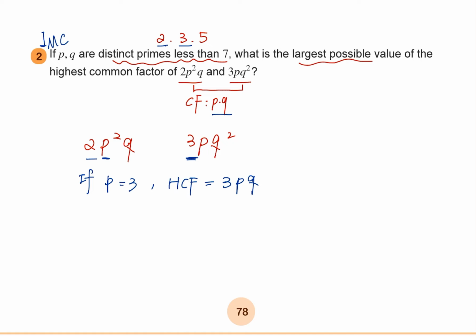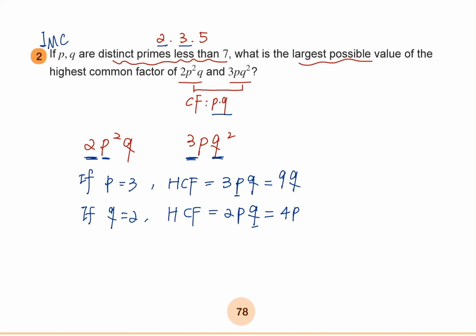The same is true if the value of q is 2. Then think about what will happen. If q is 2, then the second number is going to share another common factor of 2 with the first number. Then the common factor of these two numbers will become 2 times p times q. Okay, then let's look into these two cases. For the first case, if p is 3, then the common factor would be 9q. And in the second case, if q is 2, then the highest common factor would be 4p.